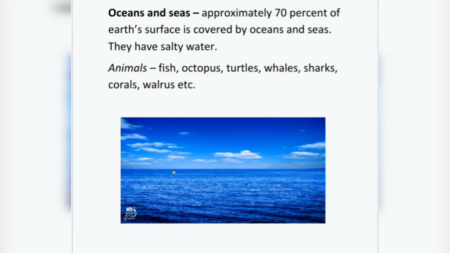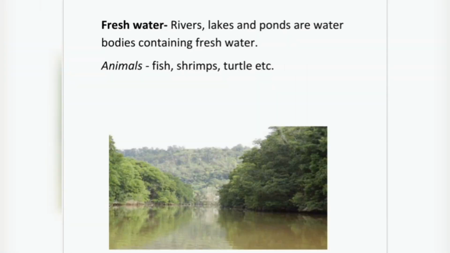Oceans and seas. Approximately 70% of the Earth's surface is covered by oceans and seas. Thus, it is called a blue planet. Oceans and seas have salty water. Different species of fish, octopus, turtles, whales, sharks, and dolphins live in the oceans and seas. Freshwater. Rivers, lakes, and ponds are water bodies containing fresh water. These are home to many kinds of fish, turtles, crocodiles, etc.